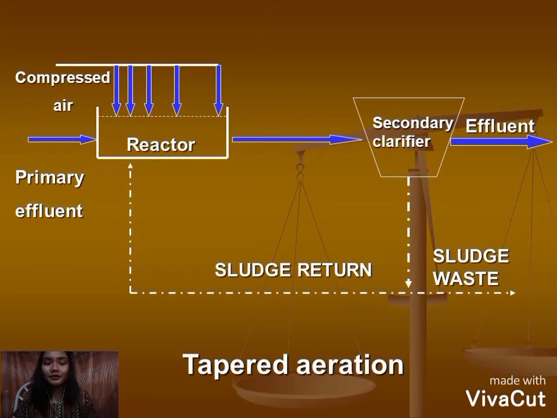We have also the process of tapered aeration, a modification of the conventional plug flow process. So this is just an improved plug flow process. A greater amount of air is supplied to the head end of the aeration tank, and the amount diminishes as the mixed liquor approaches the effluent end.